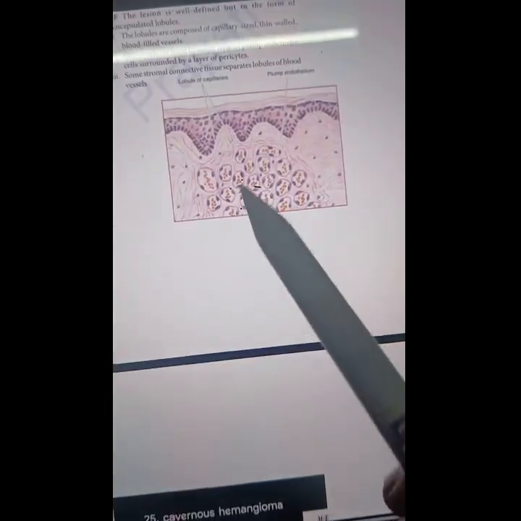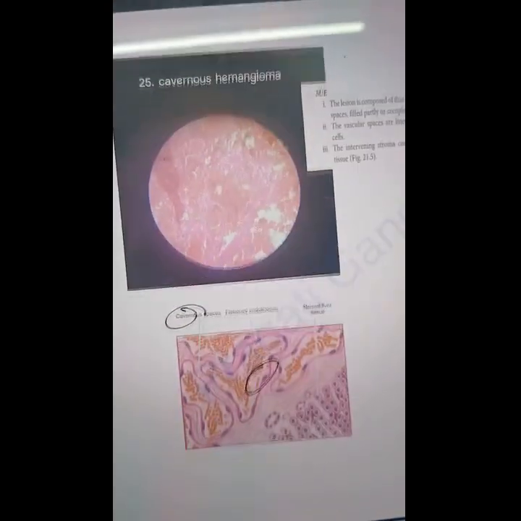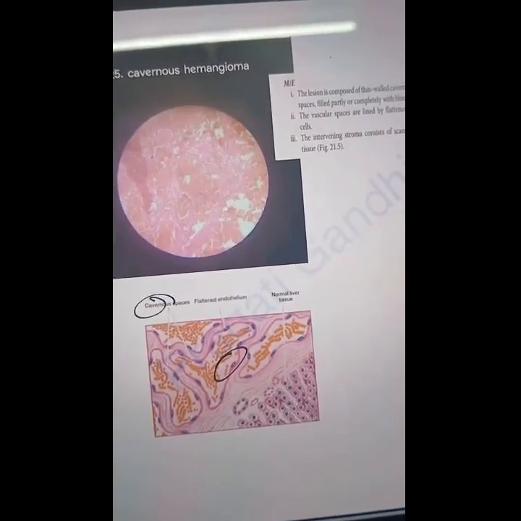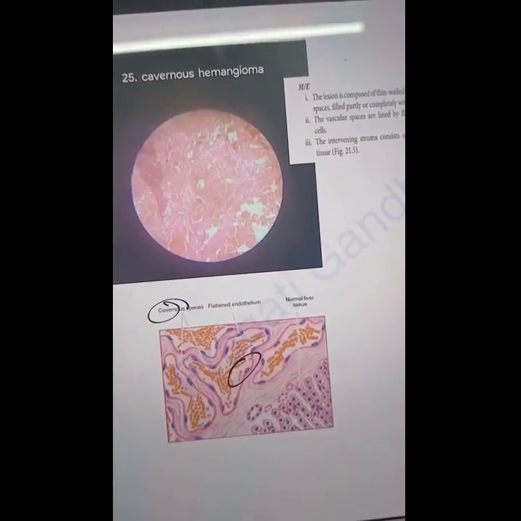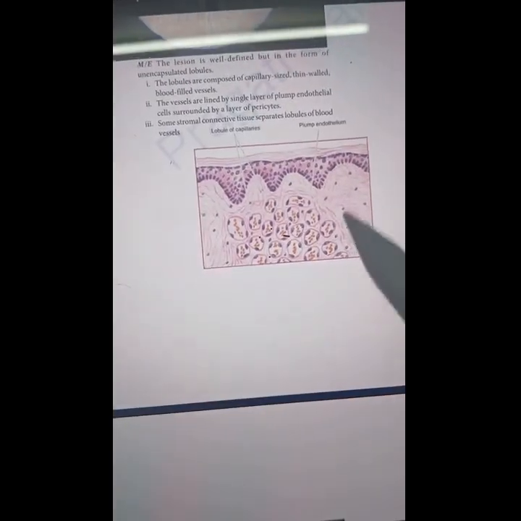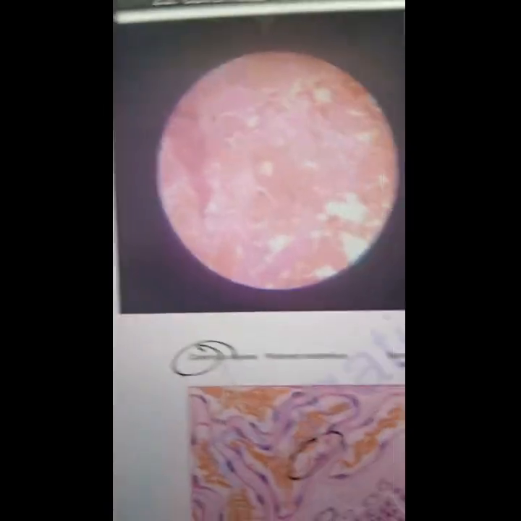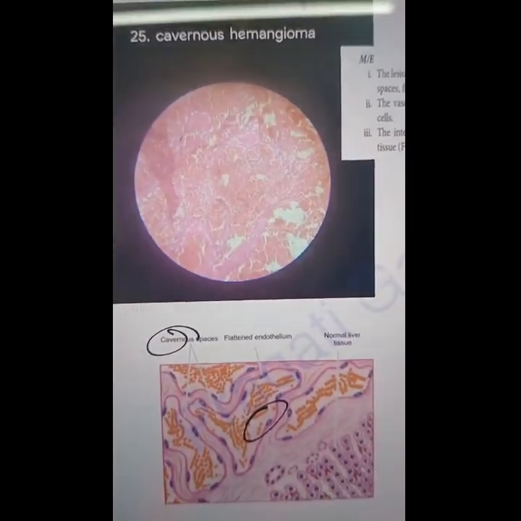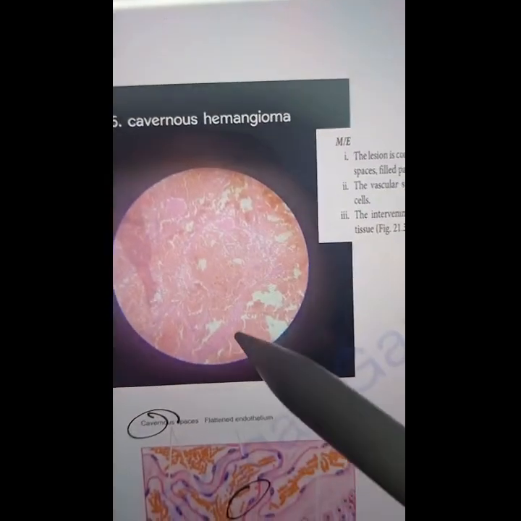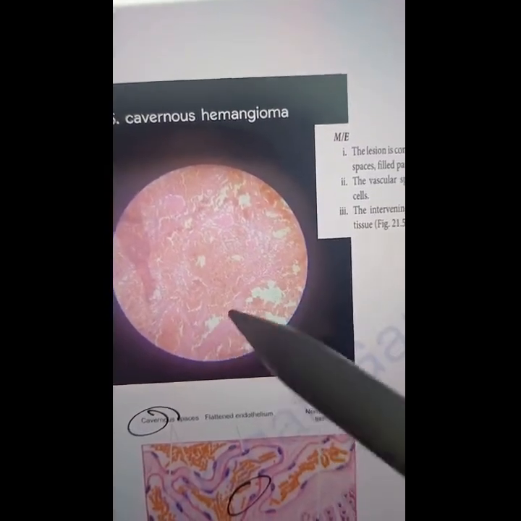Here there was a dense connective tissue. Dense connective tissue in one, scanty connective tissue in the other, no plump endothelial cell but flattened endothelial cells, and cavernous spaces which are completely filled with blood. Here in capillary hemangioma are lobules filled with blood vessels, surrounded by stromal fibroblasts. This is cavernous hemangioma. You can see cavernous spaces, flattened endothelium, and scanty connective tissue.